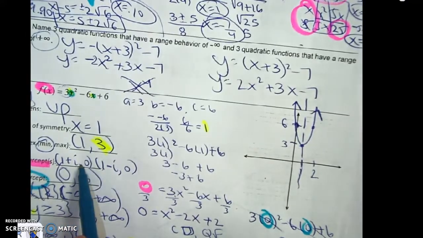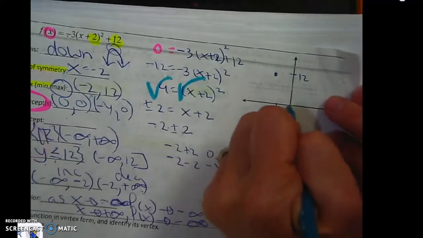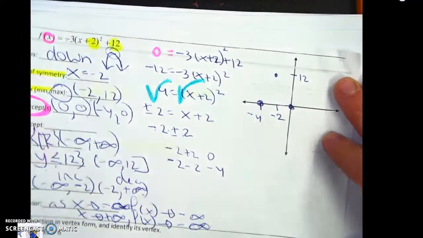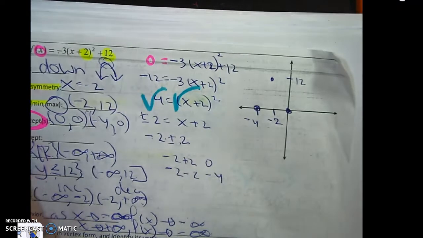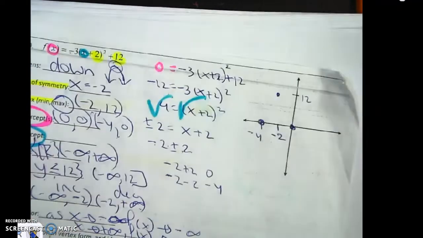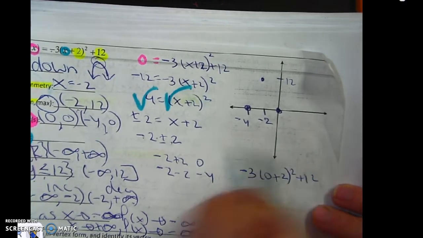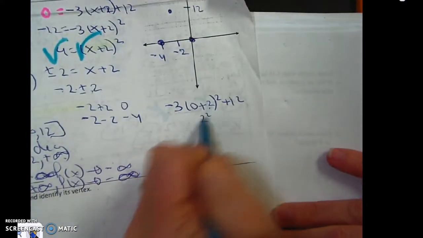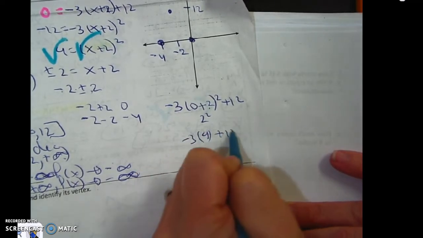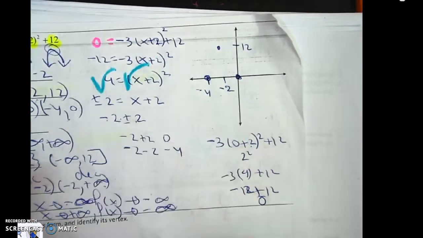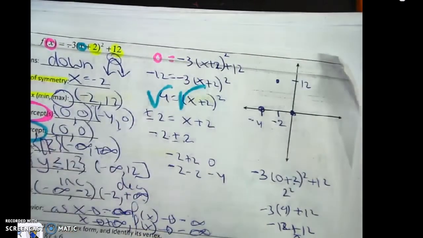Because these are whole numbers, I can actually graph them, okay? I was trying to look for the other one. So on the front, this was imaginary, so you couldn't graph it. But these are real numbers, 0 and negative 4. So I can graph that here, and I can graph that here. To get the y-intercept, I take the x, and I put 0 in for x. So I'm going to go negative 3 times (0 plus 2) squared plus 12. 0 plus 2 is 2, squared is 4, times negative 3. Negative 12 plus 12 is 0. Well, that does make sense. If the x-intercept is 0, so is the y-intercept.